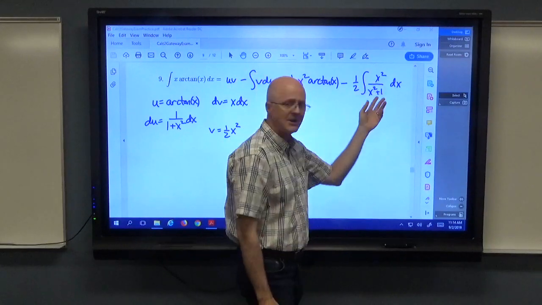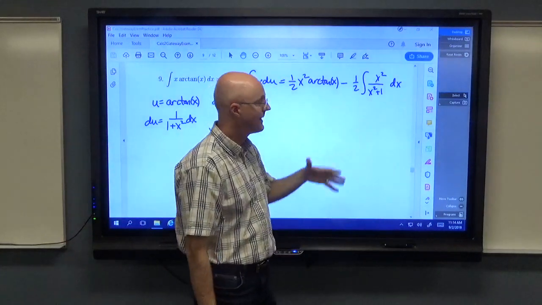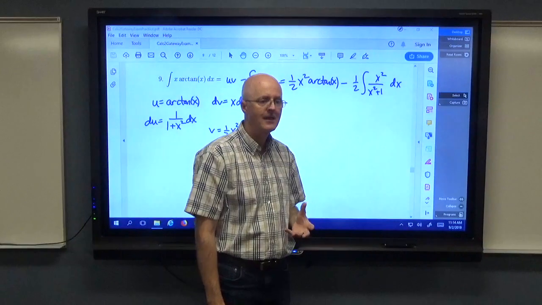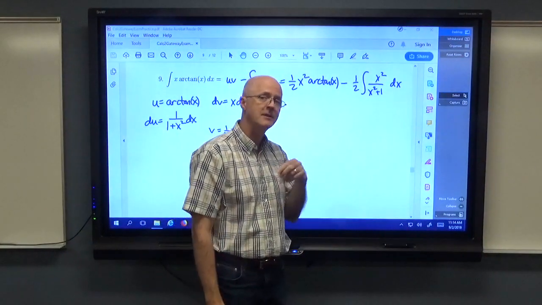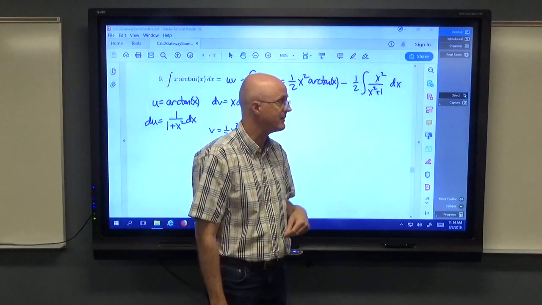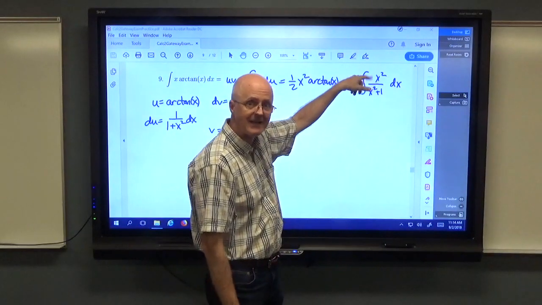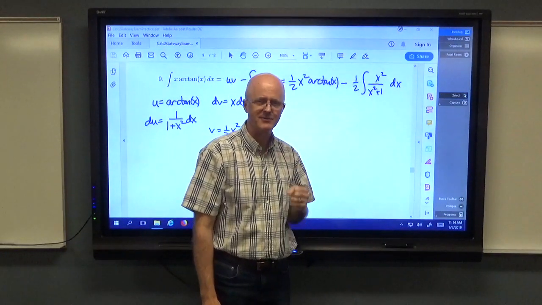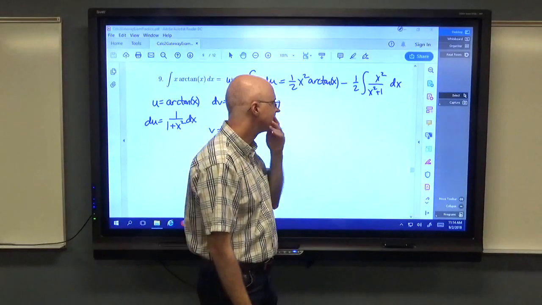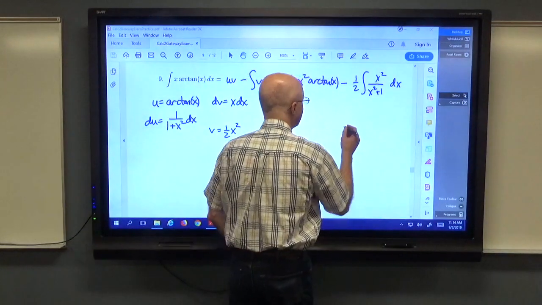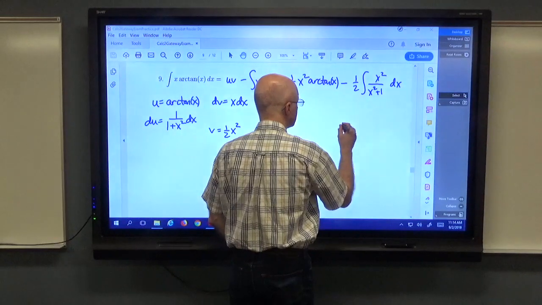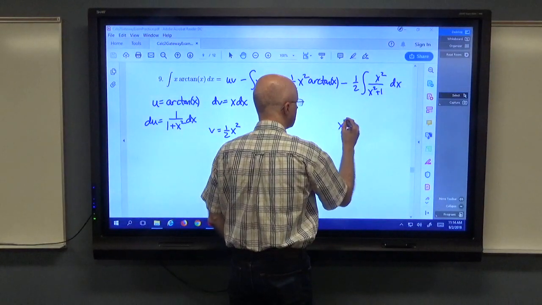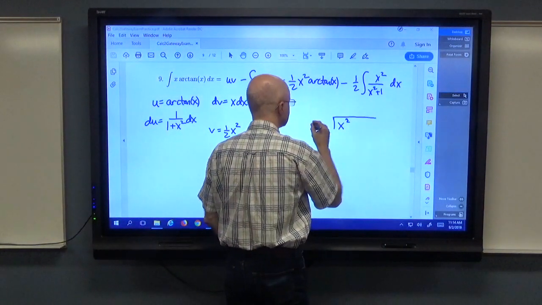I've got a rational function here where the degree of the top and the bottom are the same. Anytime that happens, or if the degree of the top is higher than the degree of the bottom, degree meaning the highest power, you want to use long division of polynomials first before trying to integrate. So we need to take x squared and divide by x squared plus 1. Like this.